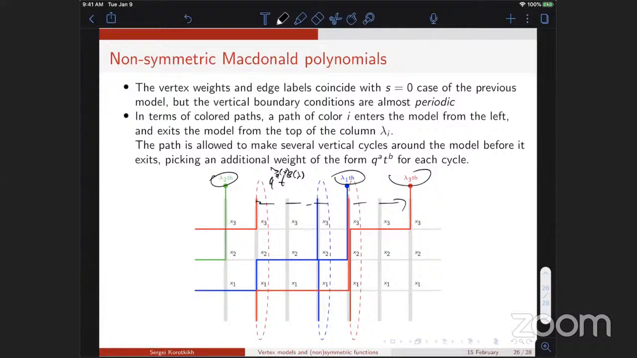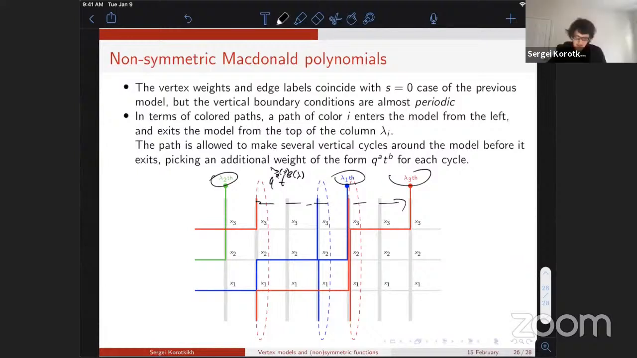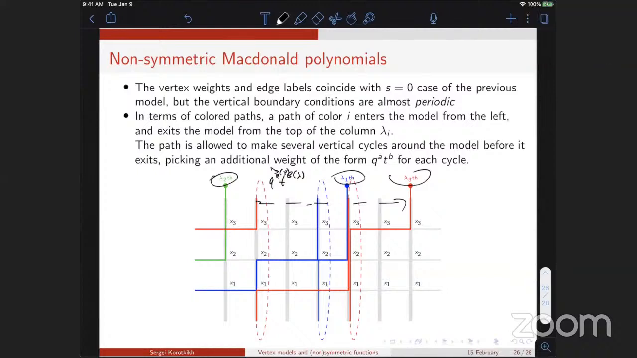Okay. So I wanted to ask, what happens with these non-symmetric Macdonald polynomials when we put q equal to t? This, I don't know. This is an interesting question. What happens with this model when q is equal to t? I cannot answer the question of how one can see Schur functions here. But is it correct, or should it be correct, that they factorize into the product of Schur functions depending on different lambdas or not?